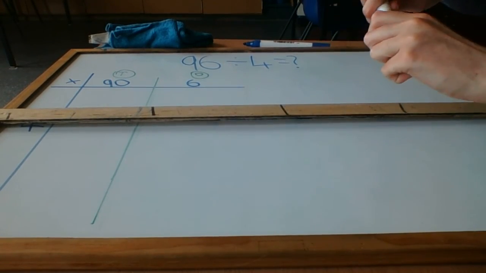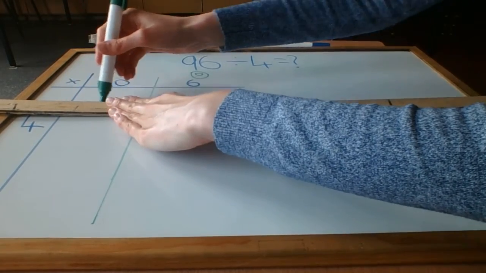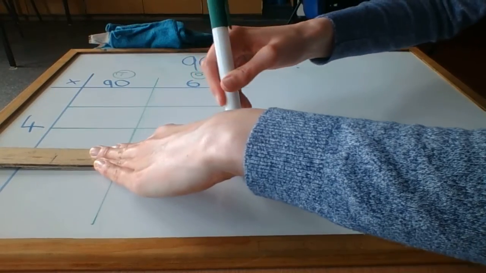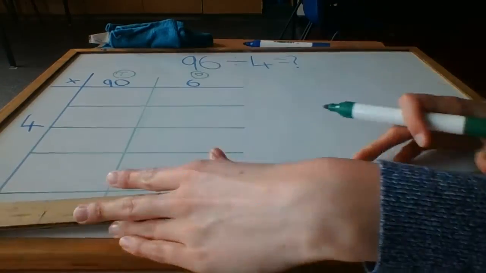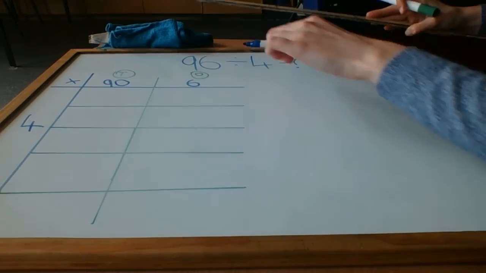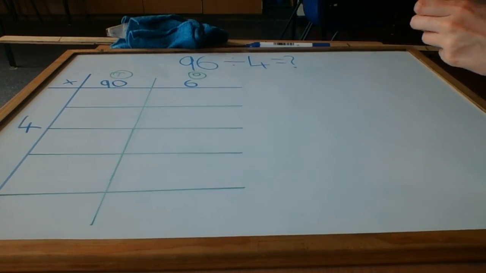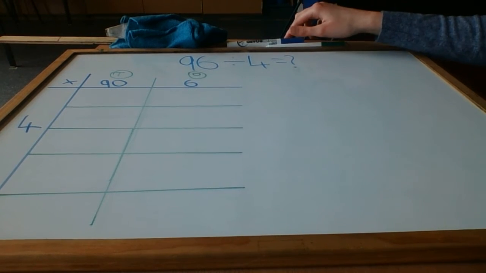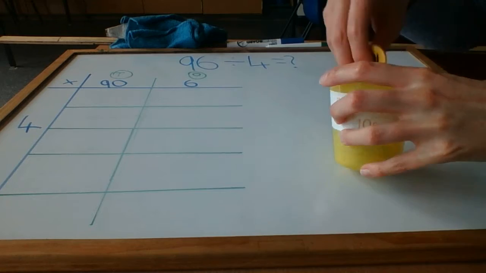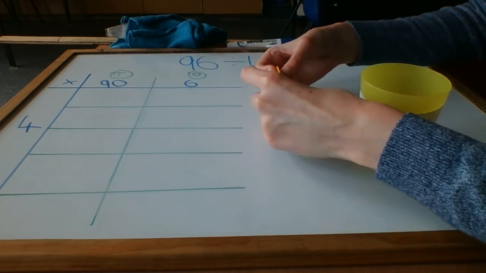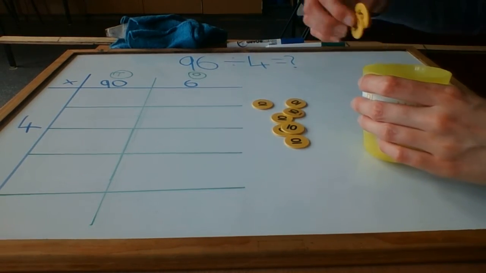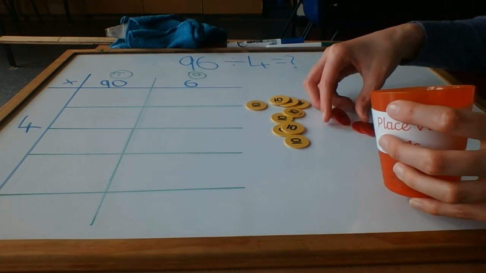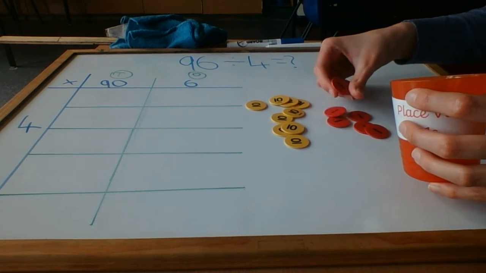So, got 1, 2, 3, 4. There we go. 1, 2, 3, 4 groups. And then I can make my 96 with my counters, or base 10 if you are using base 10. So 96, 9 tens. 1, 2, 3, 4, 5, 6, 7, 8, 9. And 6 ones. So 1, 2, 3, 4, 5, 6.